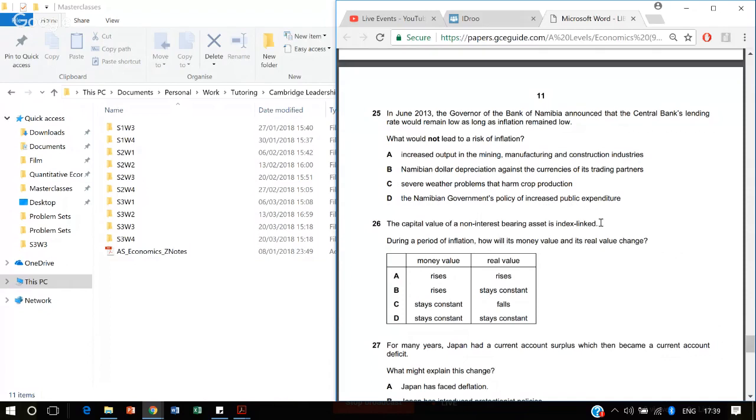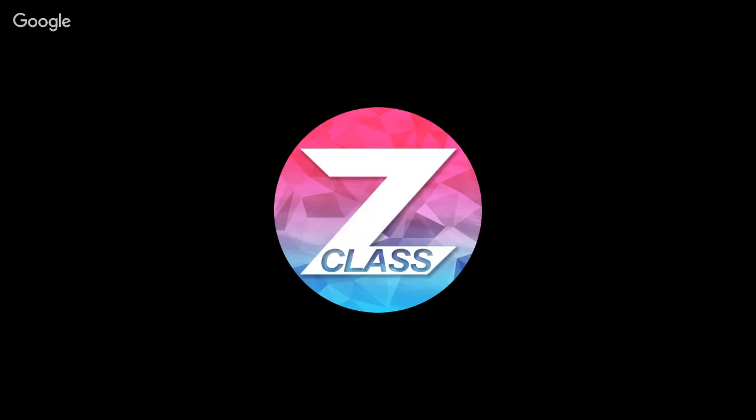They should have made this clear, because there's lots of indexes, but whenever something is called index linked, that means it's linked to the index of inflation, CPI, RPI, whatever you want. So how will that mean its money value and real value change? Well, money value just means nominal value. You know what nominal means, right? So that's going to rise, but its real value is going to stay constant with inflation. Happy?